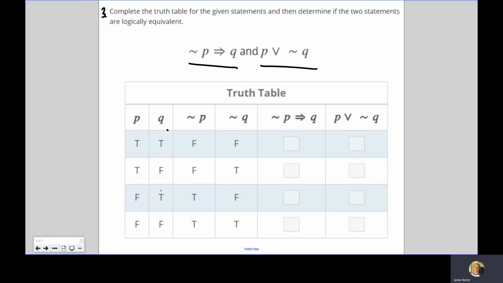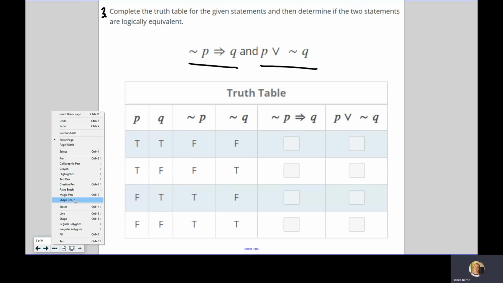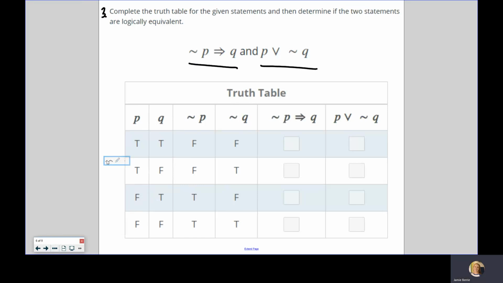Let me see if I can erase all this at once. All right, and then we have the not Q column. Let me see if I can get my pen to pull back up here. Can't find my cursor. Okay.